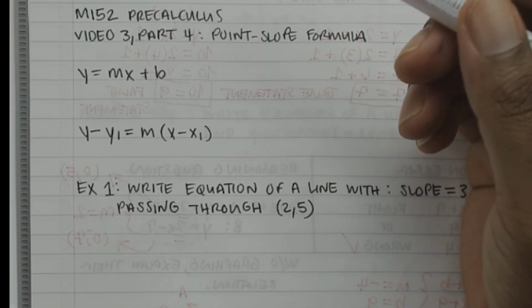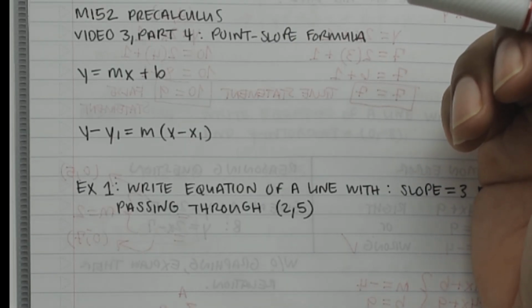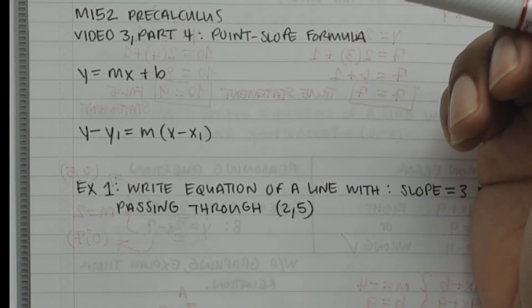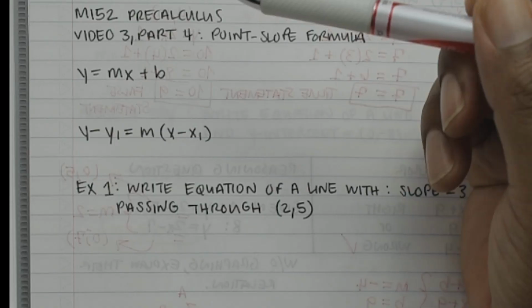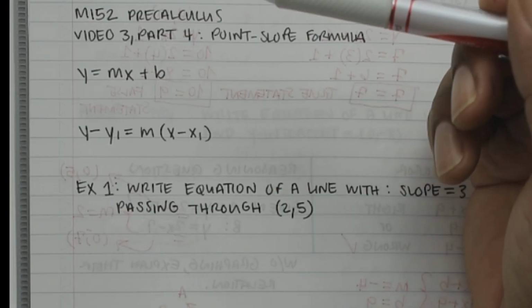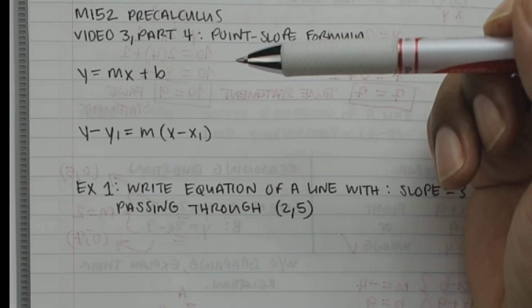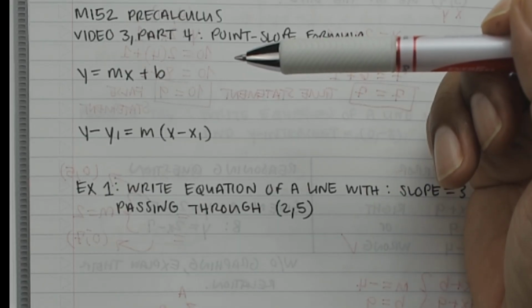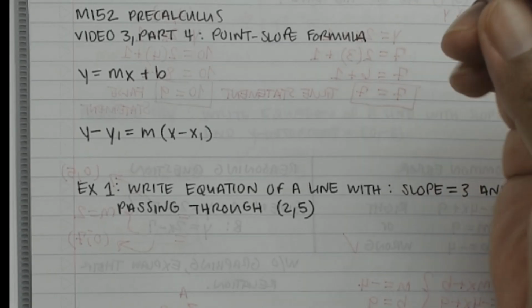Hello again. In our last video, we learned how to write the equation of a line when we know the slope and the y-intercept. We used y equals mx plus b. Now we're going to answer a different question. What if we know the slope of a line and one point on the line, but we do not know the y-intercept? In that case, point slope form is very useful.